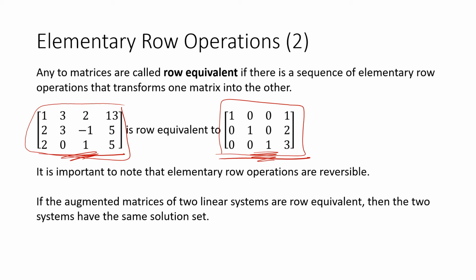One important thing to note is that elementary row operations are reversible. If you take a matrix, do some row operations to it, you turn it into a new matrix, you could do some row operations to that and turn it back into what you started with. So this is a concept that we're going to be dealing with.